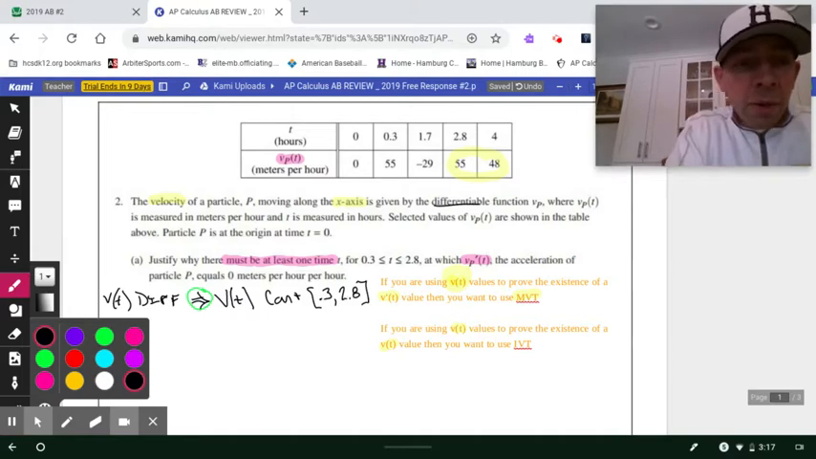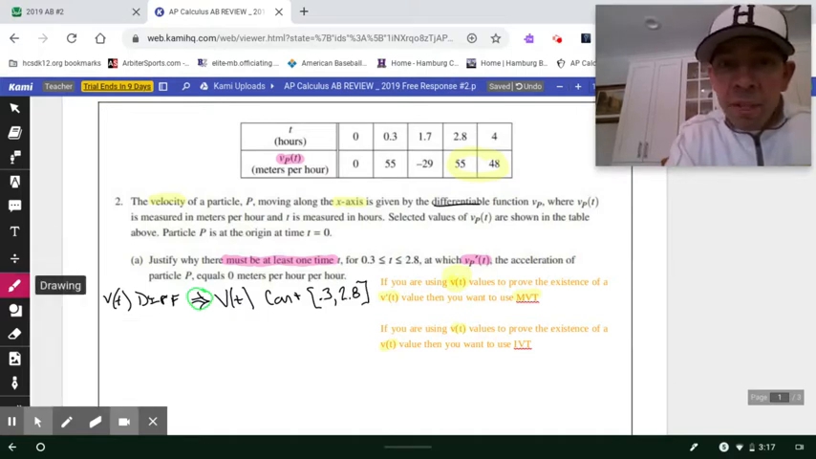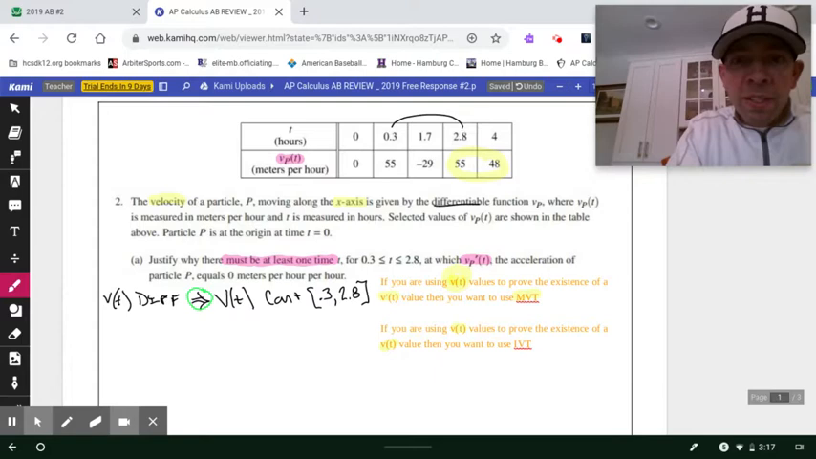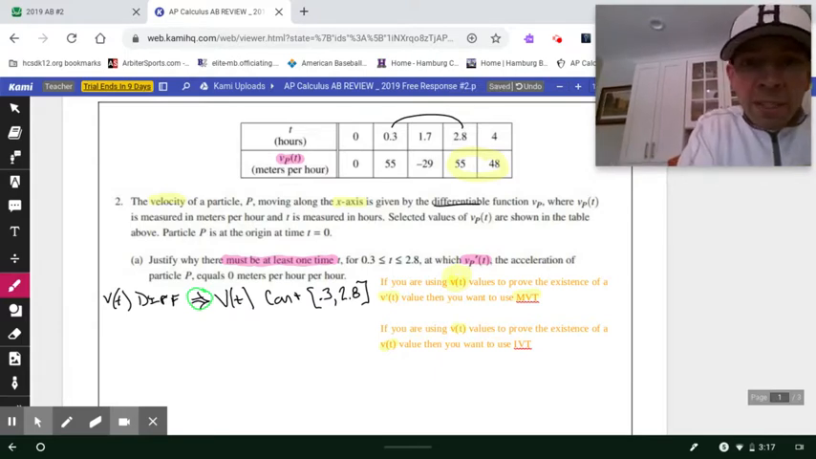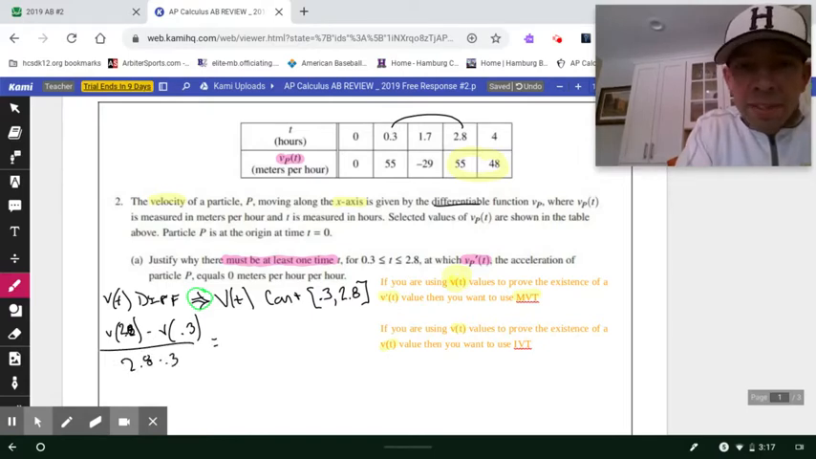Okay, now what we're going to do, you'll notice if I apply the slope formula between these 2 points, I'm going to end up getting 0. So I said that the velocity at 2.8 minus the velocity at 0.3, divided by 2.8 minus 0.3, is basically 55 minus 55 over 2.5, which is going to make 0.